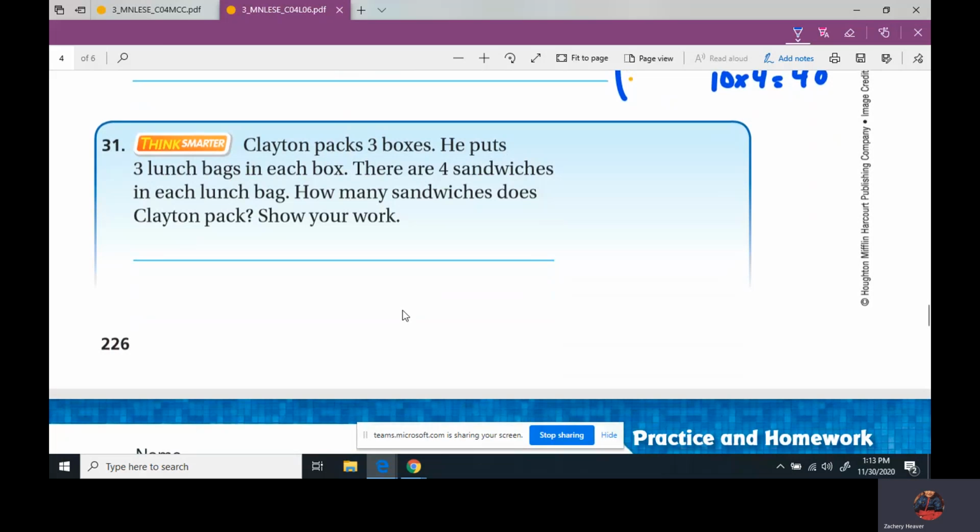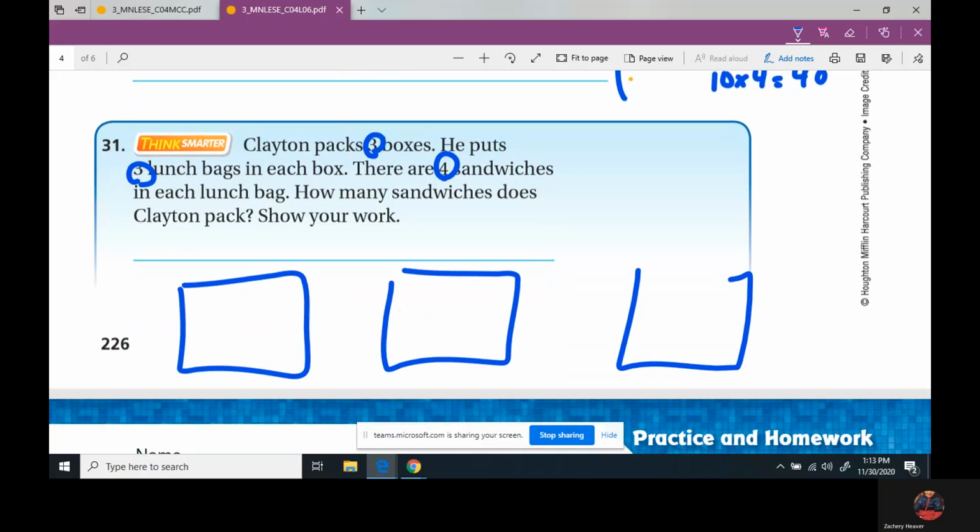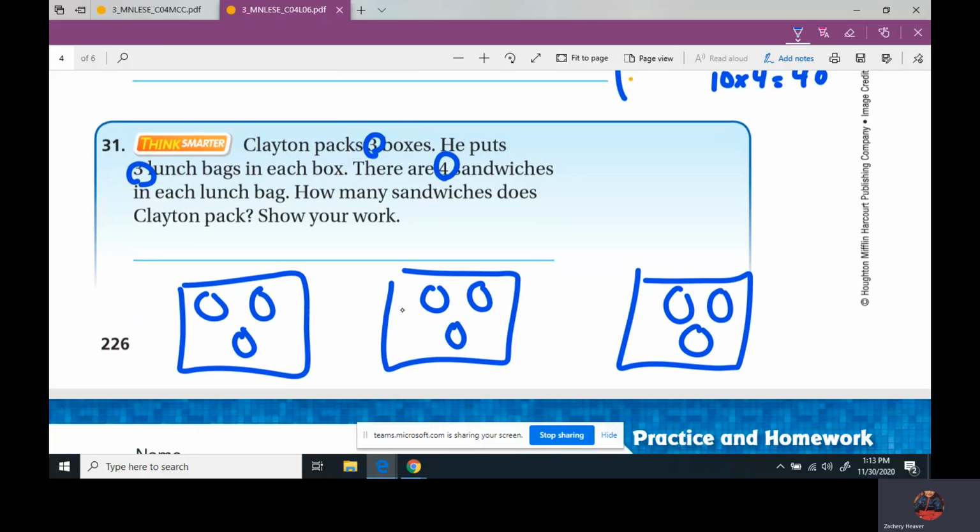Lastly, Clayton packs 3 boxes. He puts 3 lunch bags in each box. There are 4 sandwiches in each lunch bag. How many sandwiches does Clayton pack? So we have 3 boxes. 1, 2. These boxes have to be bigger now. 1 box, 2 box, 3 box. And he puts 3 lunch bags in each box. 1, 2, 3. 1, 2, 3. 1, 2, 3. And there are 4 sandwiches in each lunch bag.